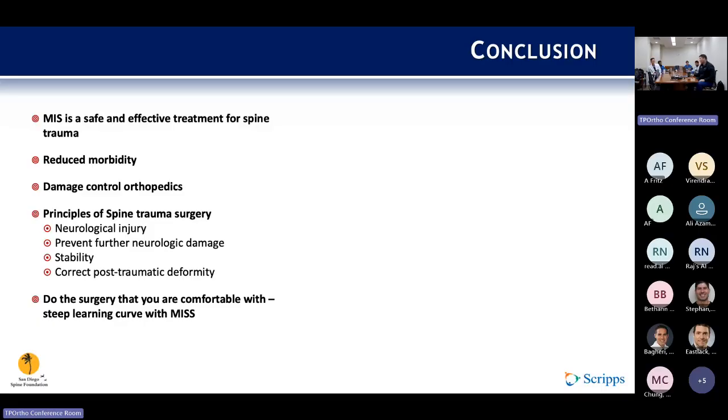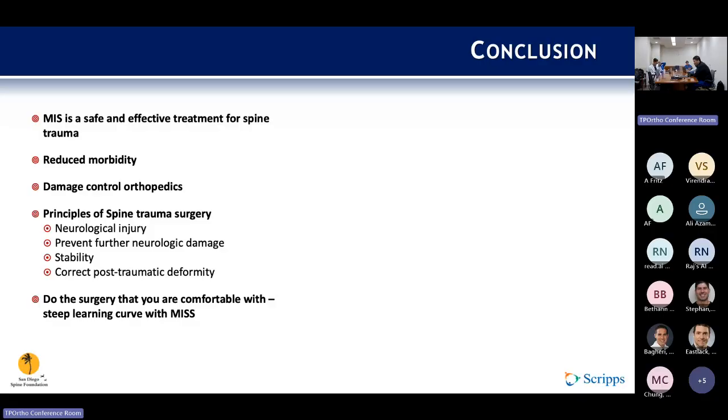So smaller skin incisions, less invasive, reduced surgical trauma, blood loss, and needs for transfusions. We've demonstrated that it can also lower infection rates, and then obviously preservation of muscular anatomic structures, which can lead to faster recovery time and minimizing that second hit.